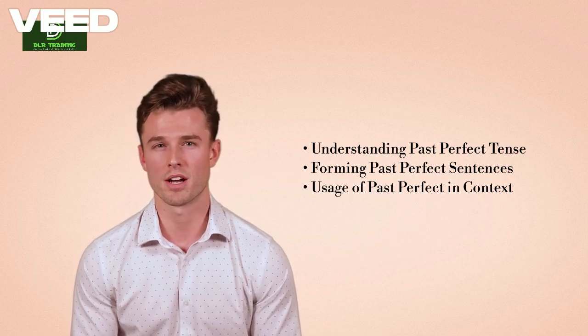So, whenever you want to highlight an action that took place before another past action, the past perfect is your go-to. The past perfect tense is like a time machine for your sentences. It's formed using had plus the past participle of the verb.